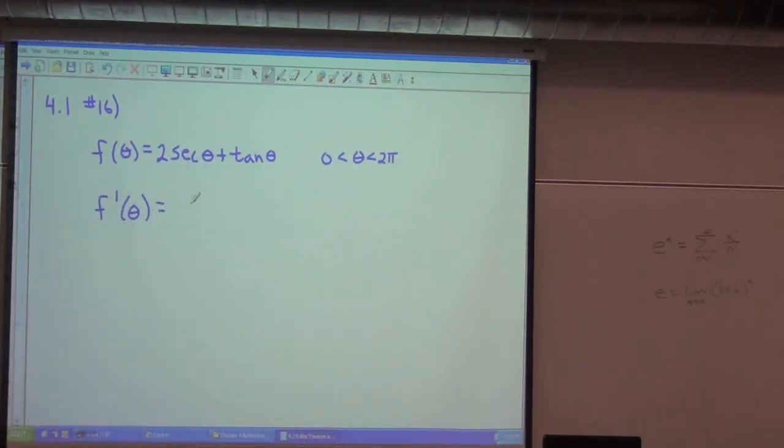Haley, what's the derivative of secant? Secant tangent. So this is 2 secant theta tangent theta. It's just like if it was 2e to the x, the derivative is 2e to the x. And then plus the derivative of tangent, which is secant squared.